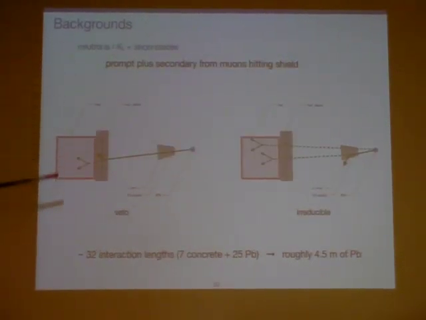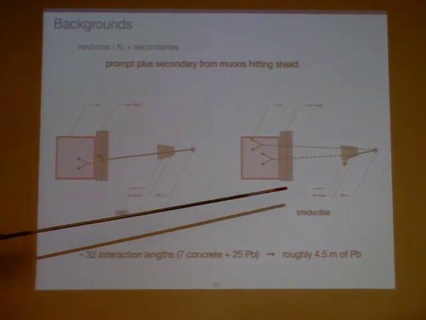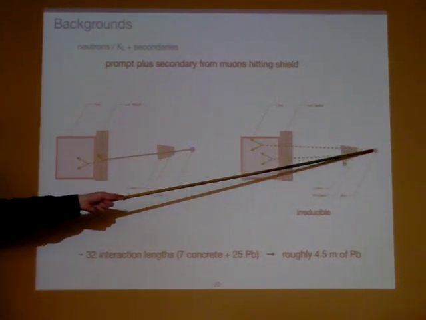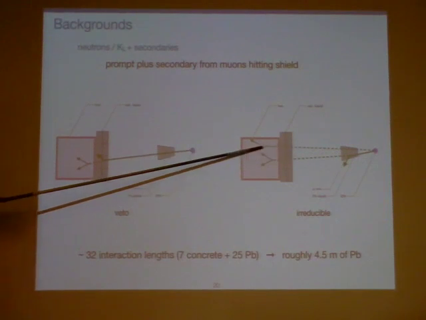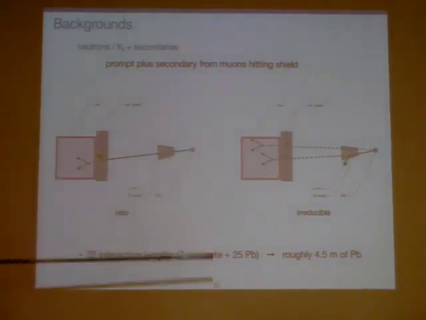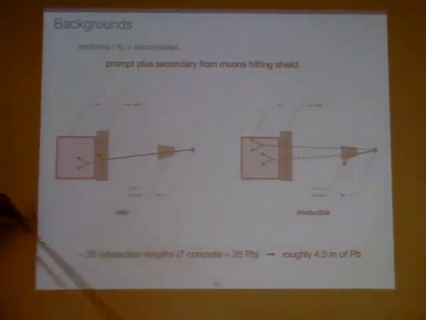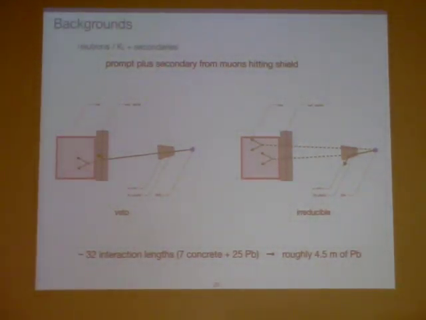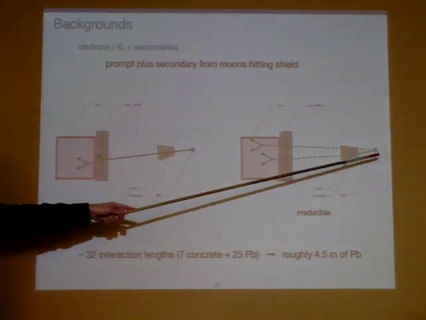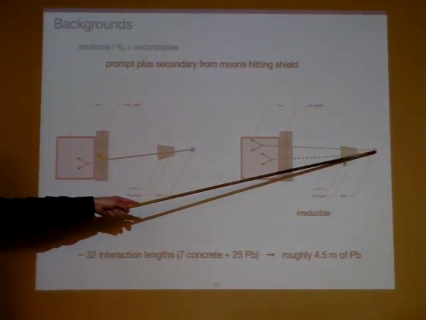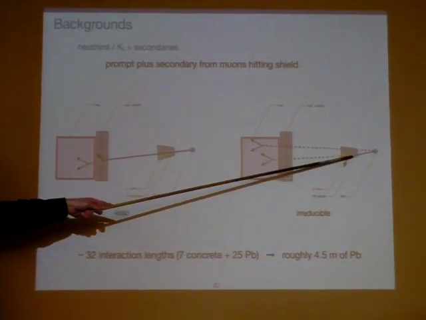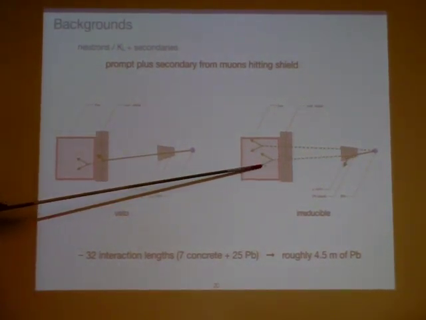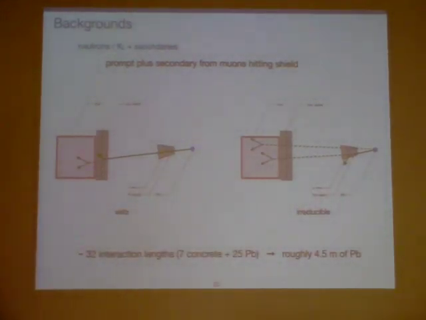Hadrons are other backgrounds. The most straightforward one is an irreducible background, where there's just a K-long traveling through and decaying over here. Those we got rid of by putting a lead shield over here to absorb all the hadrons, all the neutrons and the K-longs. Another possibility is a muon hitting the lead over here, creating some K-long, and then the muon bends off and you lose the muon. That's another background. Again, by having lead, you can also attenuate these things.